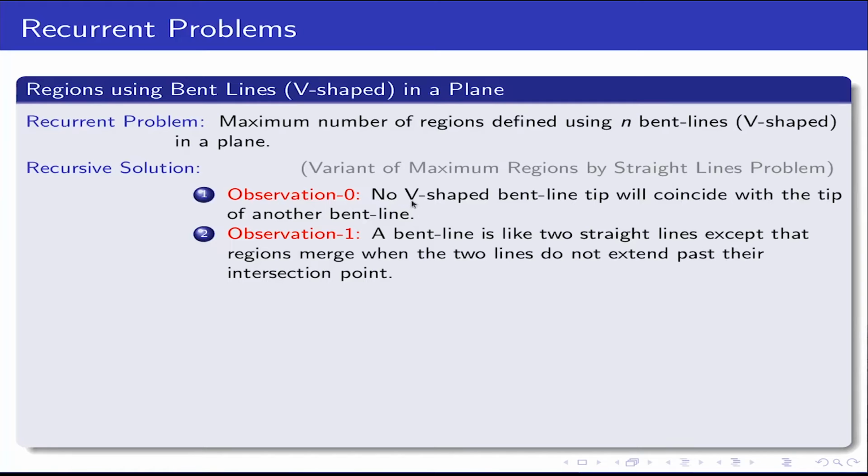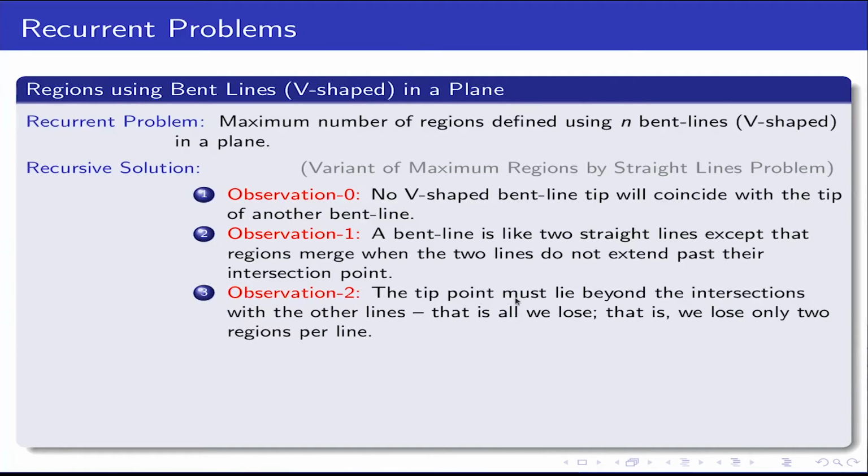Except the fact that we do lose something, because we have stopped after the tip instead of extending the straight line. So the tip point must lie beyond the intersection with the other lines. That is all we lose. See, if we have two straight lines extended beyond the tip point, then we form regions 2, 3 and 4 with that. Because one is inside the V and the other 3, where if you extend that V after the crossing also, you have 3 regions. Now what you do is merge those 3 regions and make it 1.